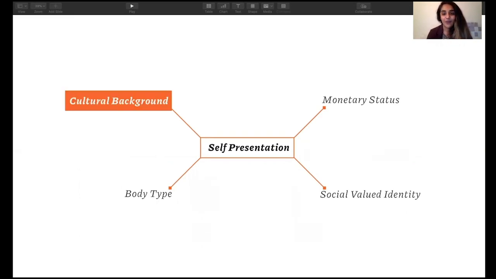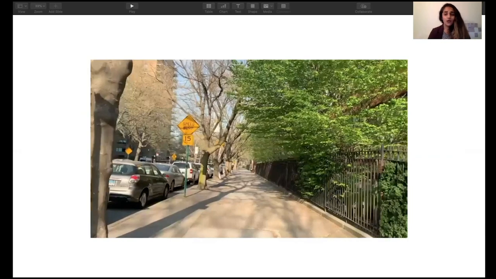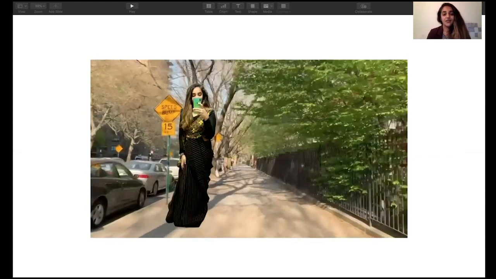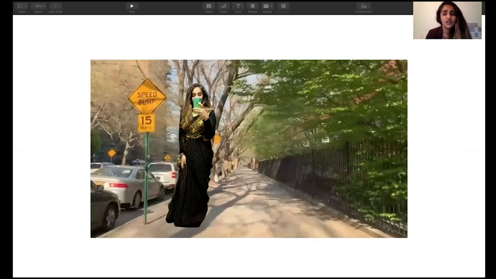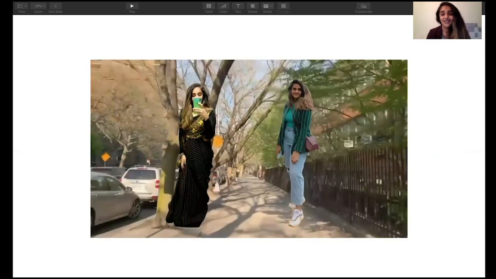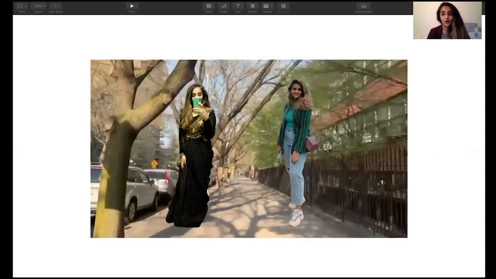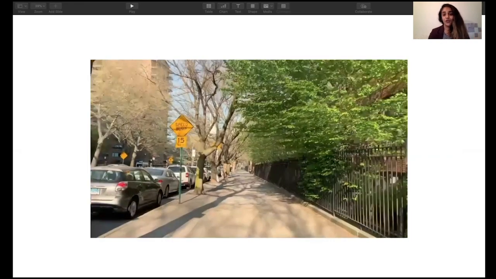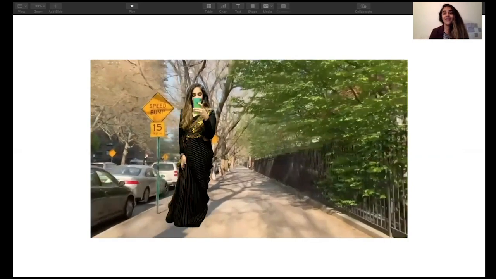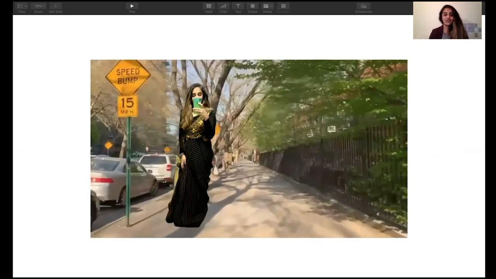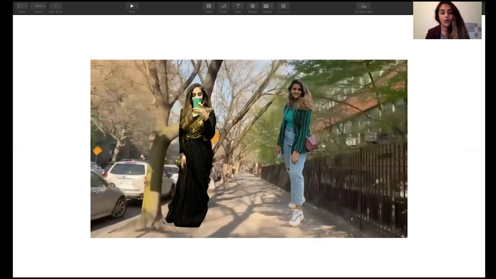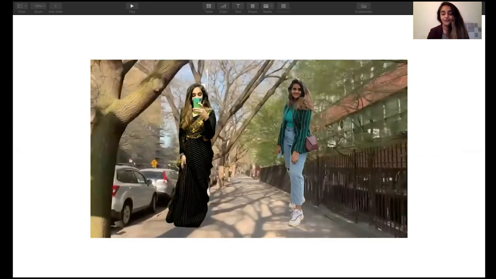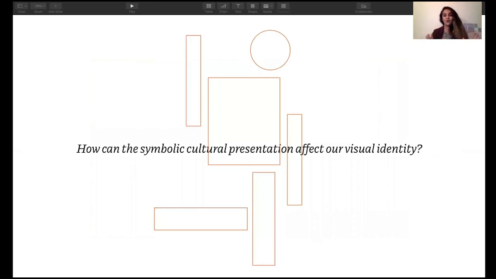First, the cultural background. If I was walking down the streets of New York City wearing something like this, it would be considered strange or even a costume. If I was wearing something like this, it would be considered totally normal. But if a person coming from the same cultural background as mine looked at my clothing, they would think that it's totally normal. So it depends on what culture you're coming from and how you see and perceive another person. Which leads me to the first of my many questions.